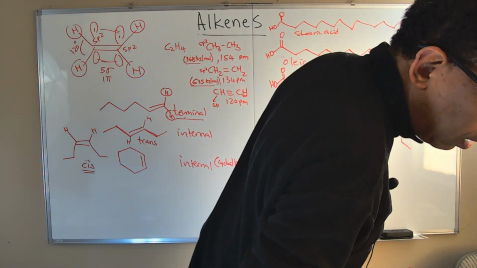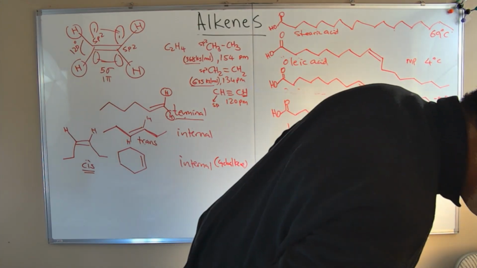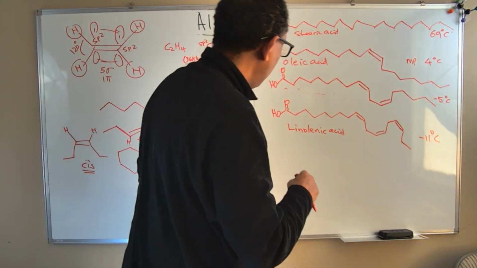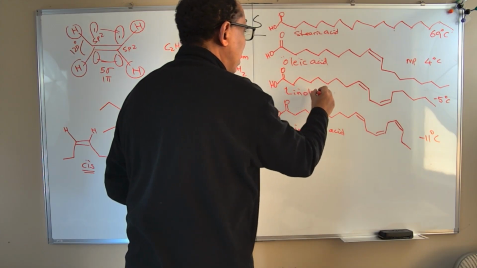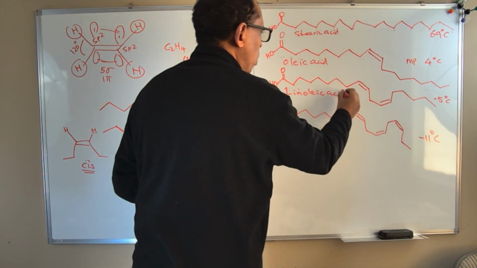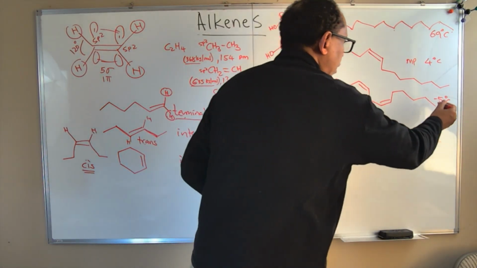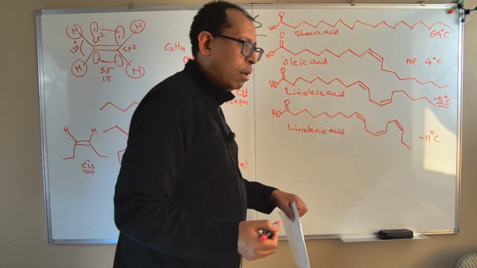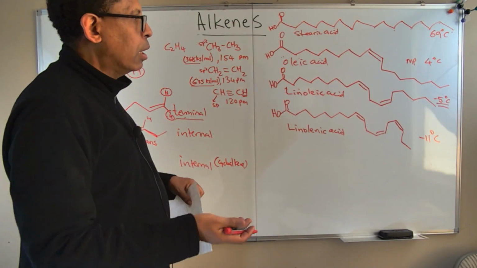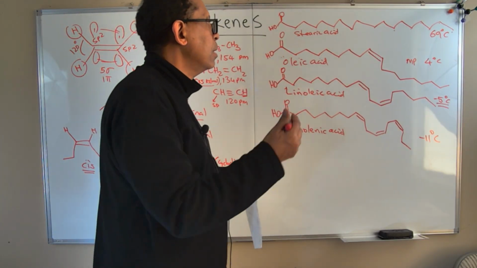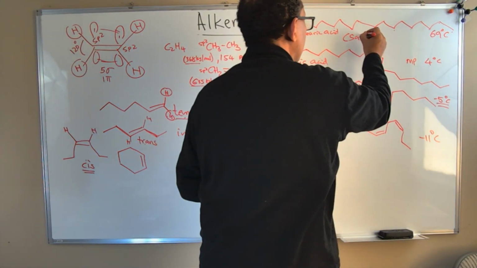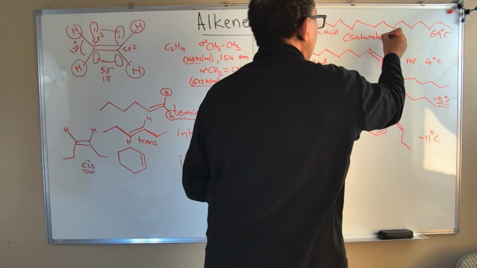So the next one is linoleic acid, which has 2 double bonds. The melting point goes down to -5 degrees. As you see, they become more and more oily. This is the saturated fat, the saturated fatty acid.